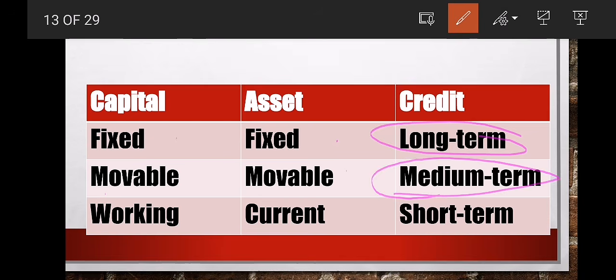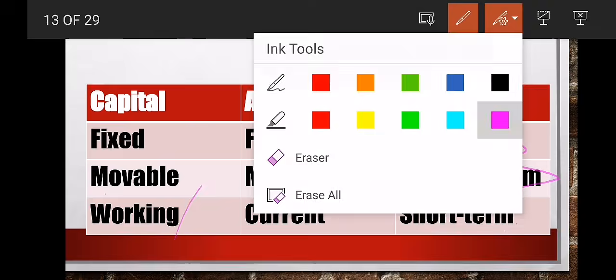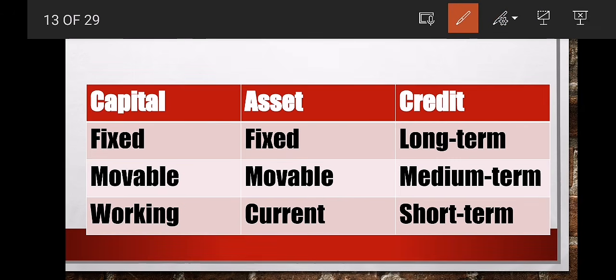Medium. The last one, working. Remember, working, we can also call it floating or production capital. And we can buy it using what? A short-term credit. Good people, in some cases, you will find that they call a fixed asset a long-term asset. They call a movable asset a medium-term asset. They call a current asset a short-term asset. So I think this table will assist you in understanding all of this information.